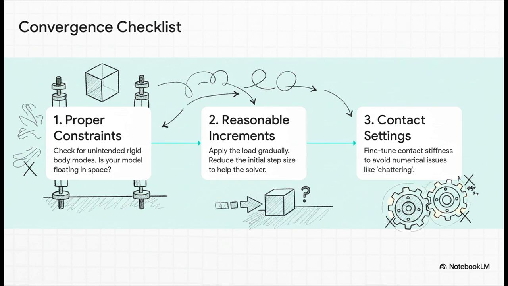Of course, sometimes the solver gets lost on that path, and you get that dreaded failed to converge error. Now, when that happens, it is almost never a bug in the software. It's usually a sign that something's up with your model. So here's a professional's checklist. First, check your constraints. Is your model properly held down, or is it just floating in space? Second, try applying the load more slowly with smaller steps. And third, take a very, very close look at your contact settings.